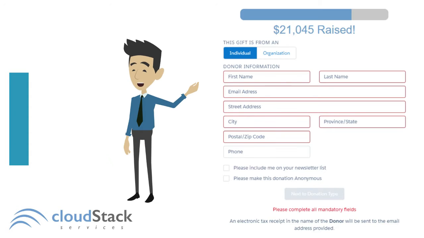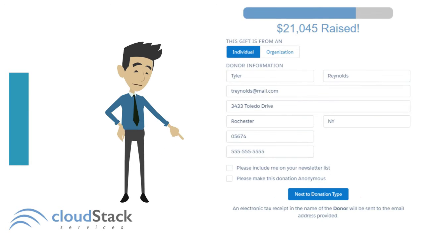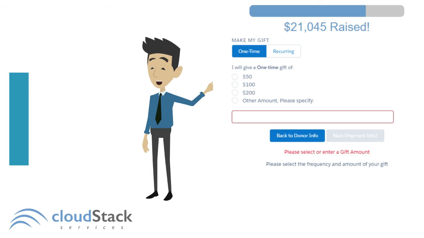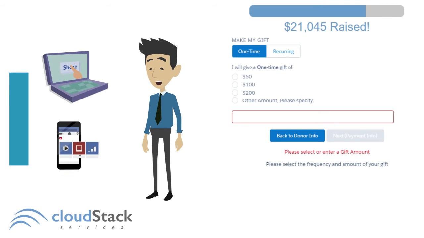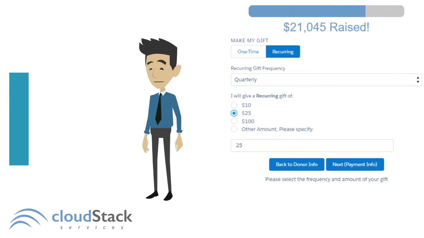Through our embedded online forms, your donors can choose to make this gift as an individual or on behalf of an organization. Once your donors enter their contact information, they have an option to join a mailing list or make the gift anonymous. The donation can either be a one-time or recurring gift. Remember, your donors can process their gifts either through their laptop or mobile device. In this example, the donor made a quarterly recurring gift. There's an option to choose a predefined amount or enter a custom amount.